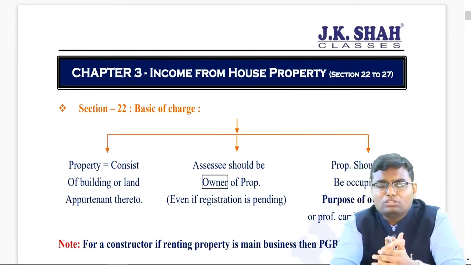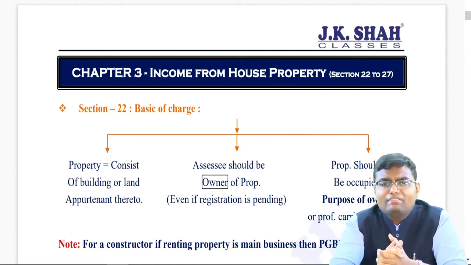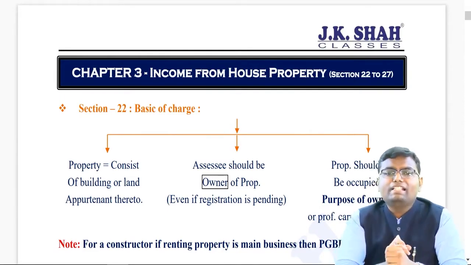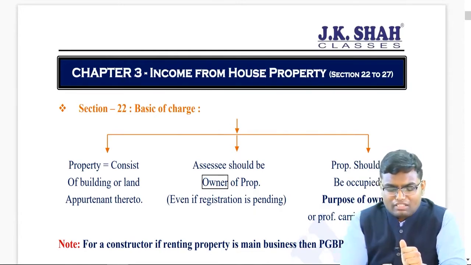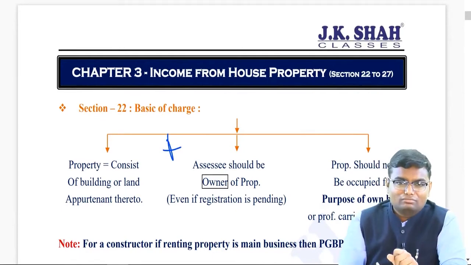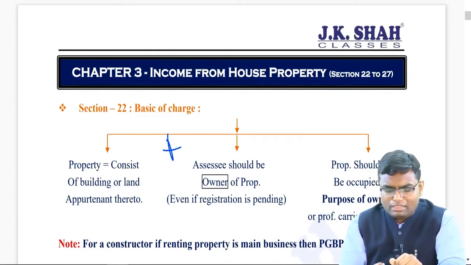It is attached to the building, like a garden which is attached to my house, or a parking area which is attached to my bungalow. So if a property consists of building or land appurtenant thereto, condition number 1 is satisfied. Condition number 2, you should be the owner of the property. Even though registration is pending, if the agreement is done, you are the owner of that property.